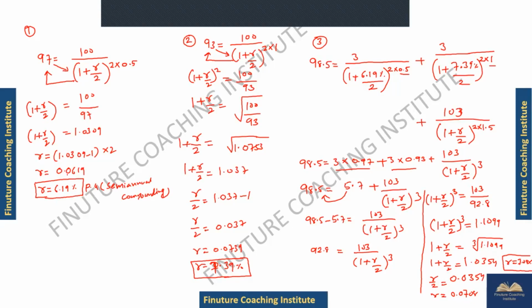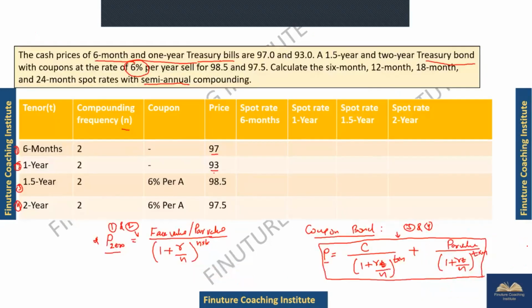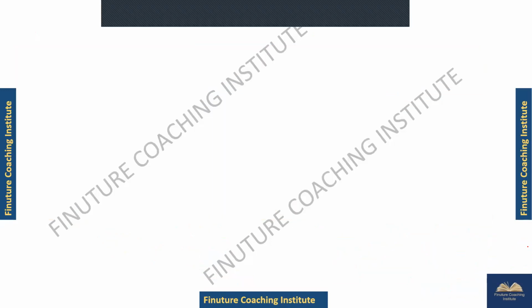So for 1.5 years, it's 7.08%. So we have it for 6 months, for 1 year, and this is for 1.5 years. Now we'll just calculate. I think the fourth part is we had to calculate it for 2 years and price is given to be 97.5.